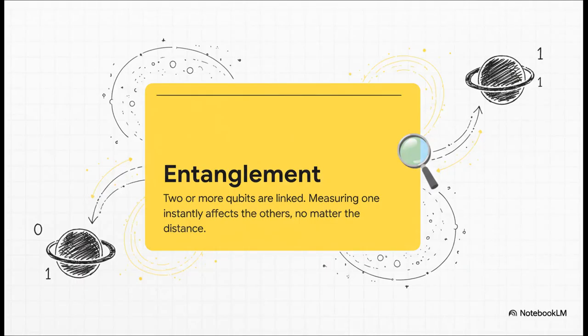This spooky action is called entanglement, and what it means is you can link two qubits so they share a single quantum state. Their fates are intertwined. So if you measure one and find out it's a 0, you instantly know the other one is a 1, even if it's on the other side of the galaxy. It's not just that they're correlated. They are literally two parts of a single system linked instantaneously across any distance.